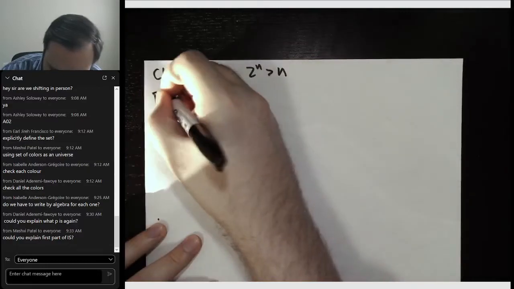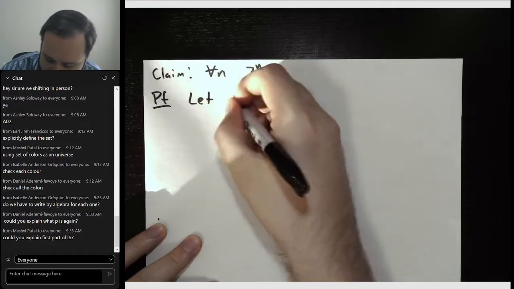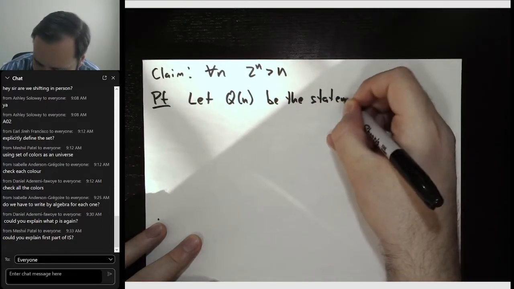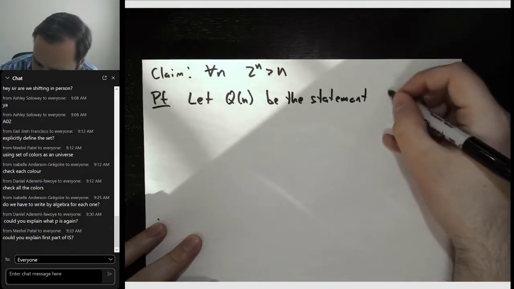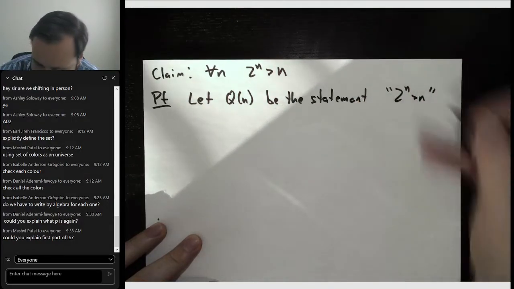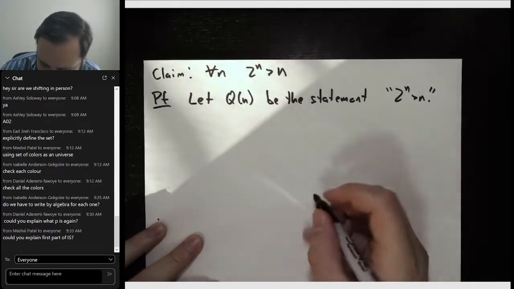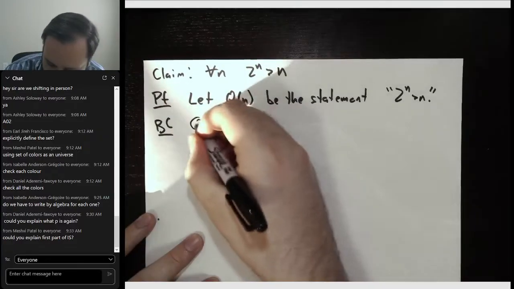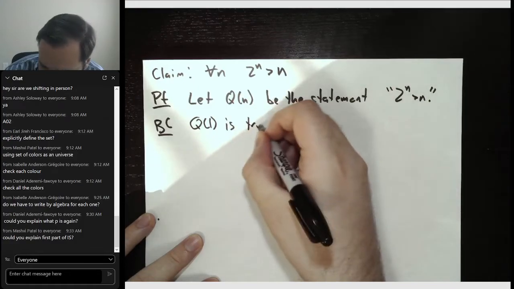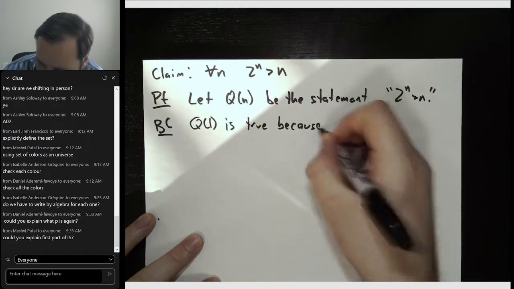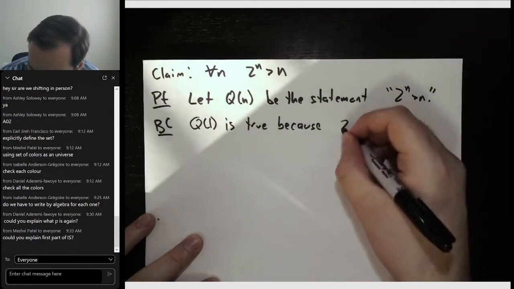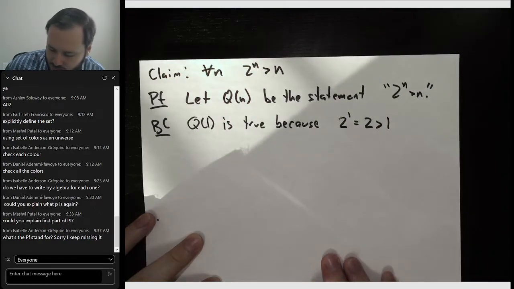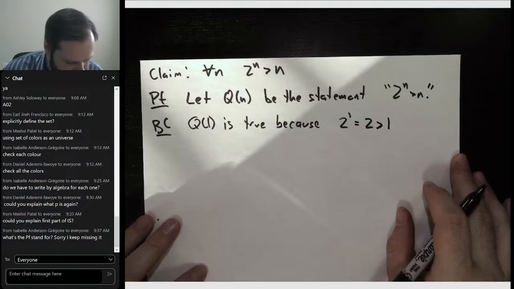Okay. Proof. Let Q of n be the statement 2 to the n is bigger than n. Always start with that. Next, base case. Q of 1 is true because... Okay, well, again, this should usually be easy. 2 to the 1, which is equal to 2, is bigger than 1. Right, nice, easy explanation.